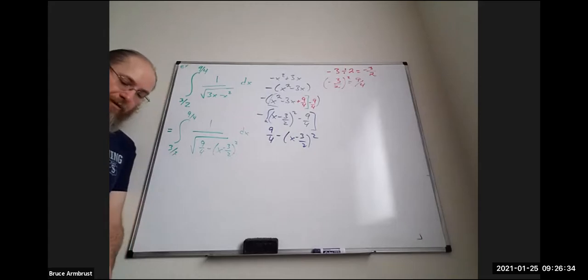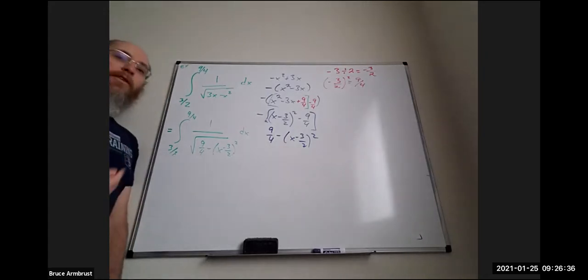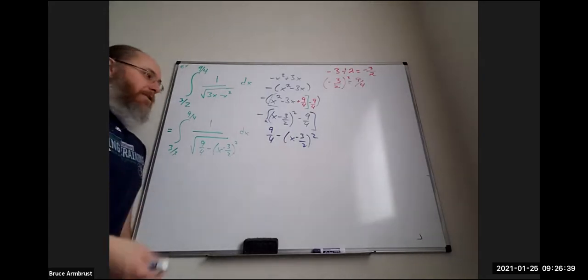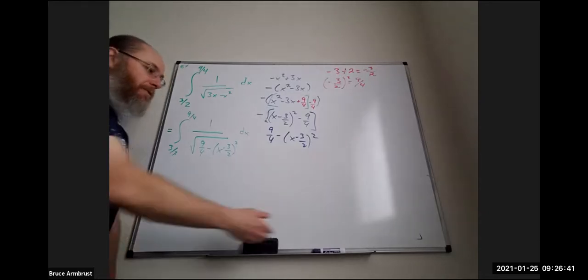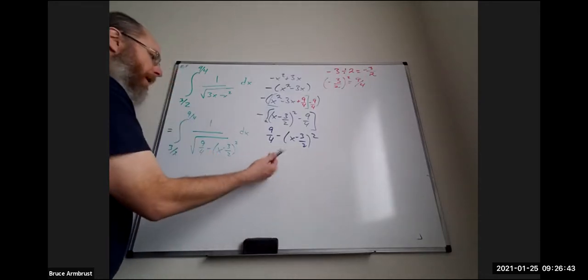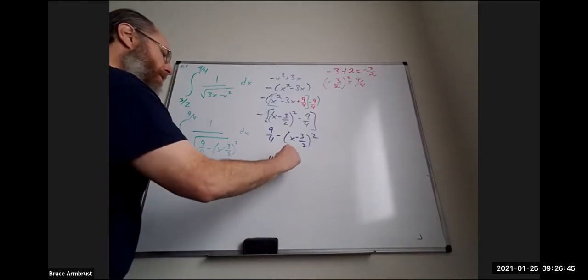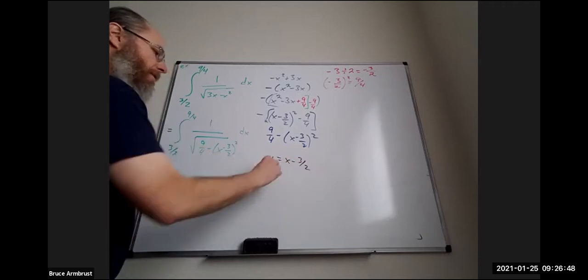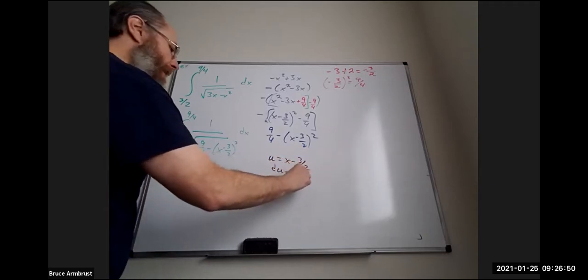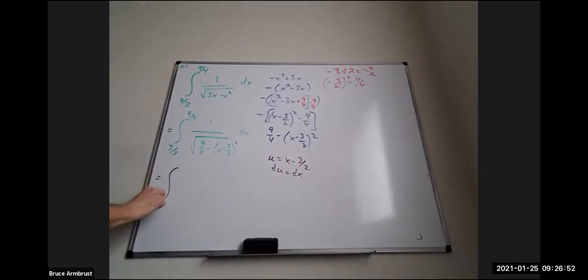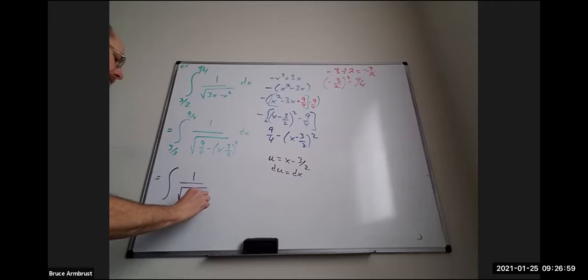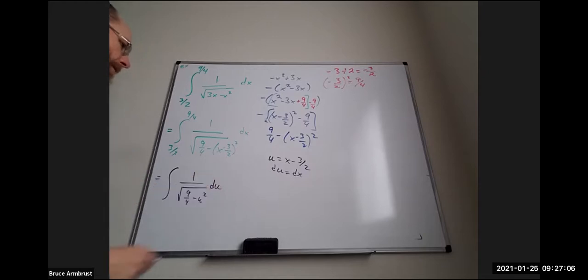This one's going to be inverse sine because that's the one that's the 1 over the square root of a squared minus u squared. So that means we do need to do a u substitution, but we know how to do that. We'll let u equal x minus 3 halves. So du is equal to dx. So that changes this integral into a 1 over the square root of 9/4 minus u squared. Cool, exactly what we wanted. A squared minus u squared. The dx is a du.